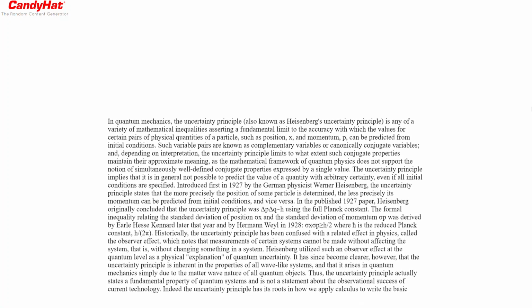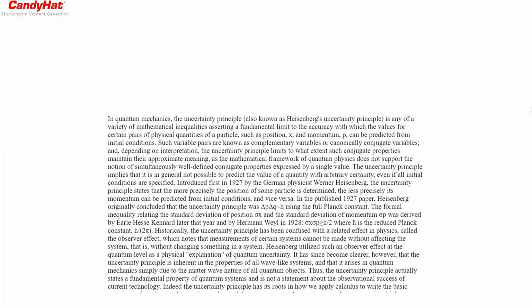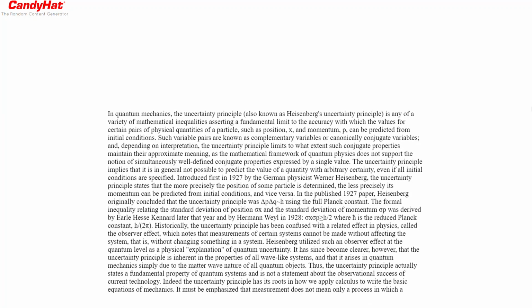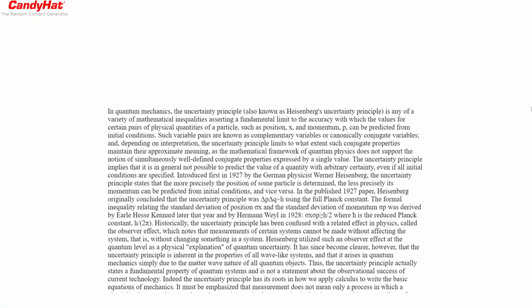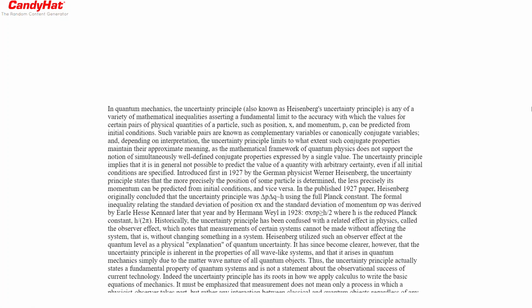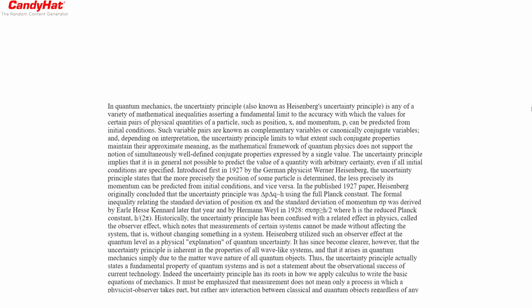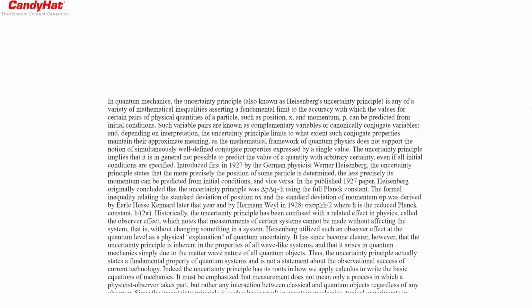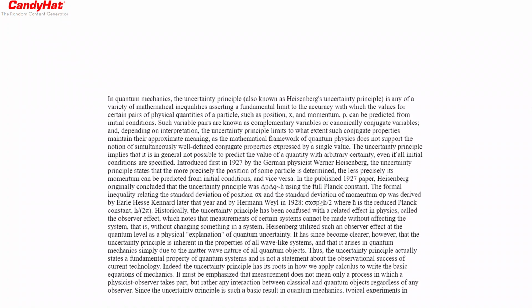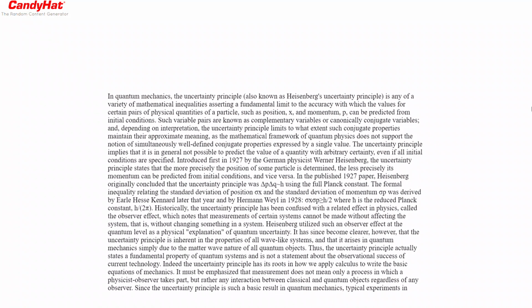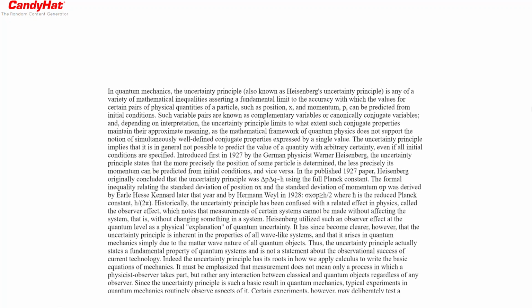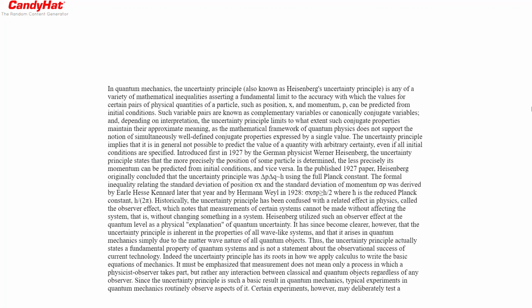It has since become clearer, however, that the uncertainty principle is inherent in the properties of all wave-like systems, and that it arises in quantum mechanics simply due to the matter-wave nature of all quantum objects. Thus, the uncertainty principle actually states a fundamental property of quantum systems, and is not a statement about the observational success of current technology. Indeed, the uncertainty principle has its roots in how we apply calculus to write the basic equations of mechanics.